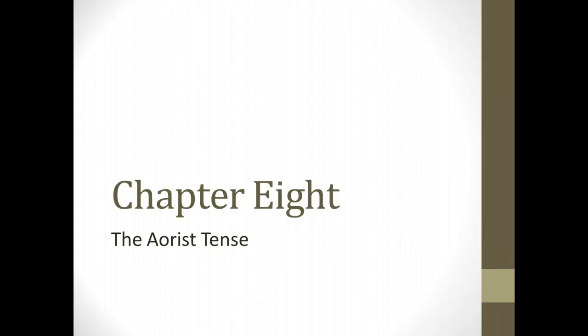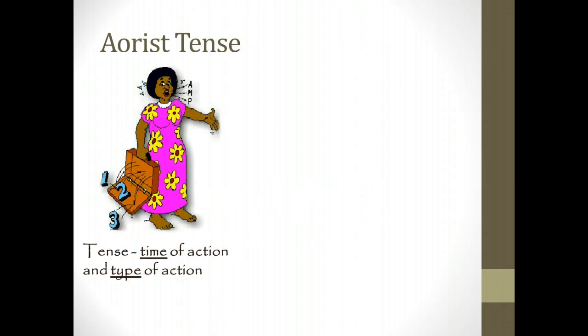Welcome to Chapter 8. This week we're going to be looking at what is known as the aorist tense. Again, just to remind you here with Vera Verb, with Vera we have our tenses. She is very tense from her tears, and tense reminds us that verbs tell us the time of action and the type of action. So far you've learned three other tenses.